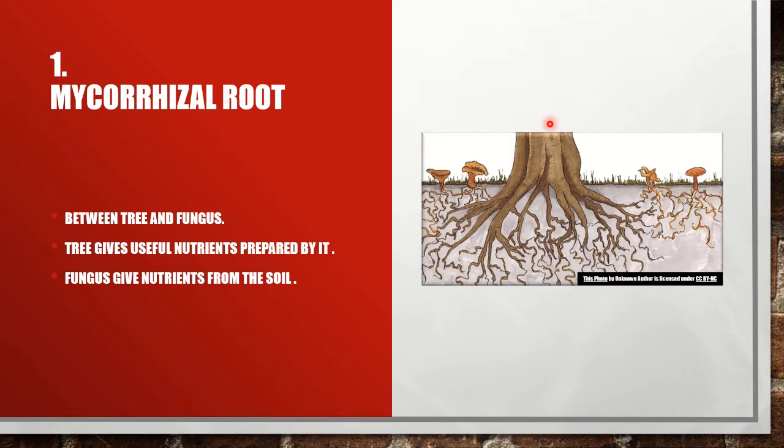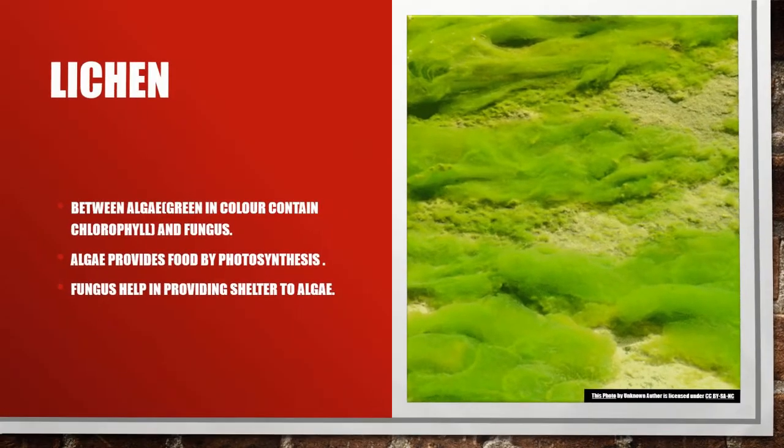This is the root of the big tree. The tree gives useful nutrients prepared by the process of photosynthesis to this fungus, and the fungus helps by giving useful nutrients from the soil required by the tree. So both are happy because both are benefited by each other. The tree gets its useful nutrients and the fungus gets its nutrition. So both are benefited.